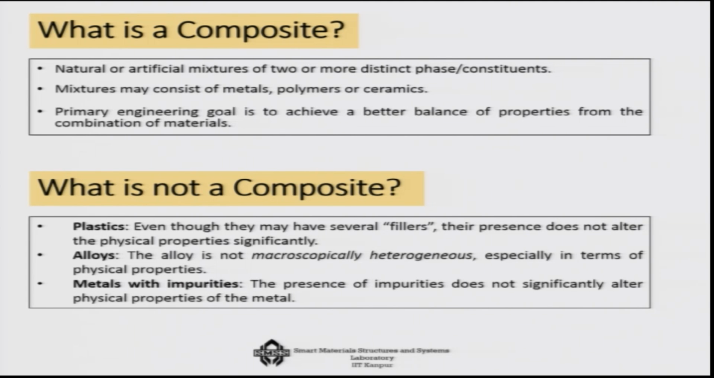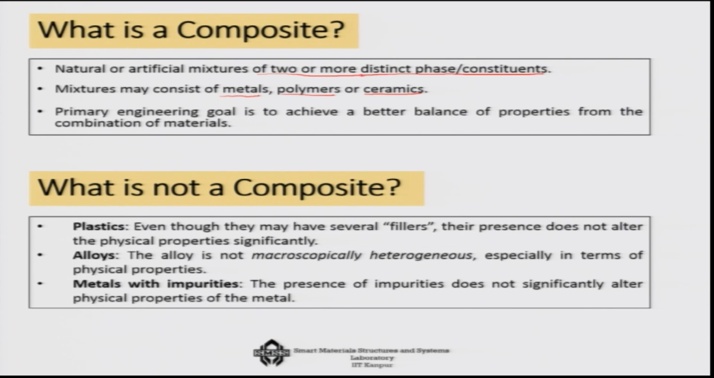We all know that in order to make a composite, you need 2 or 3 materials to be mixed at a micro to macro scale, depending on what type you are developing, but you must ensure that in this mixture there will be distinct phases or constituents. This mixture may consist of all our known classifications of materials like metals, polymers, ceramics. All of them you can mix and match depending on whatever your requirement is.